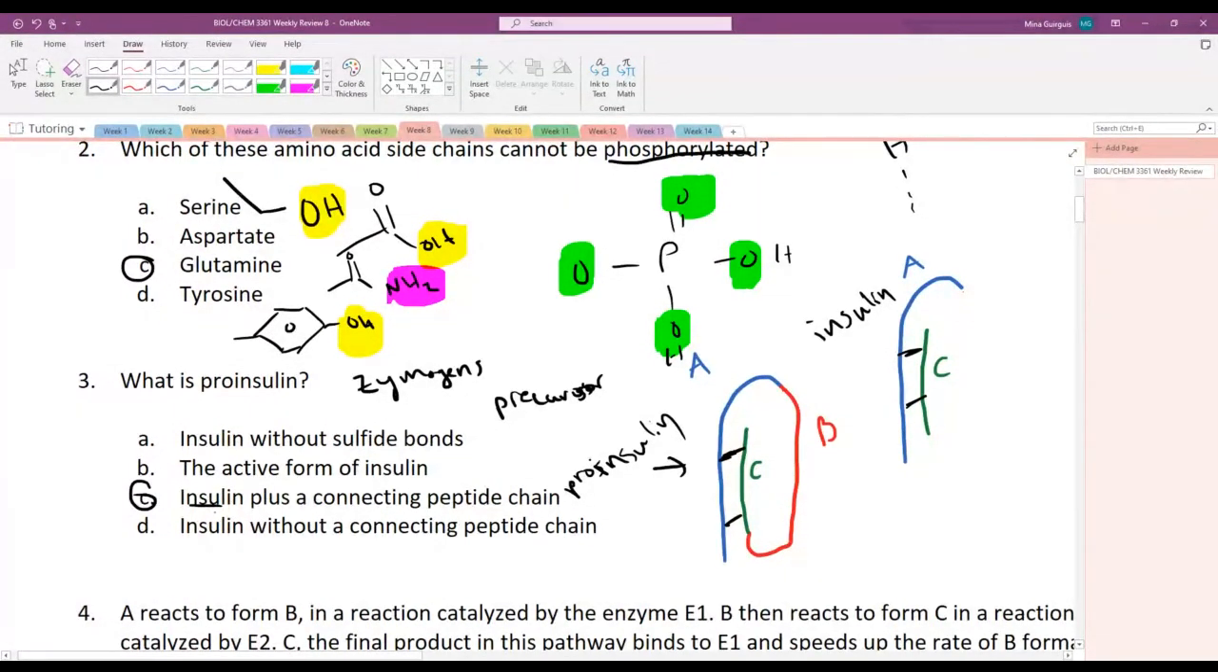So D is the exact opposite. Insulin is pro-insulin, except without a connecting peptide. And once again, B is also exactly wrong. It's the inactive precursor form of insulin. And A is also incorrect because it's insulin with peptide bonds and also an extra subunit.